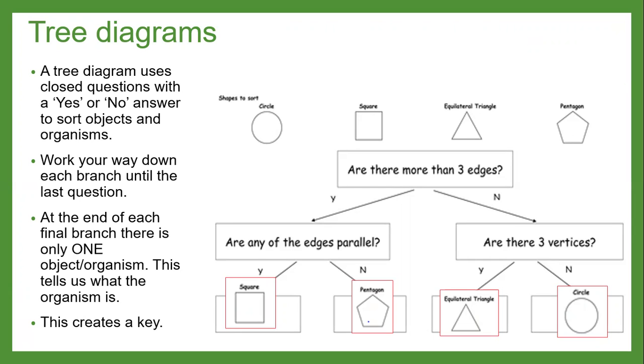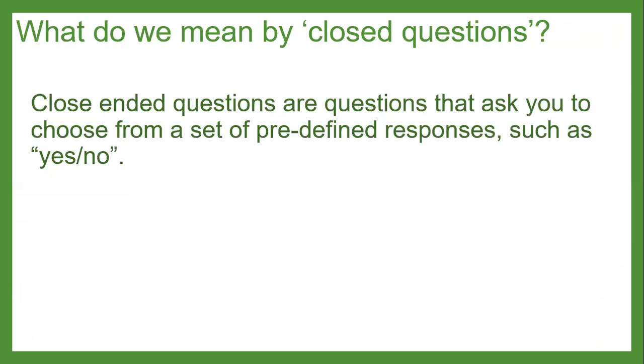Are there more than 3 edges? Yes. Are there 3 vertices? Yes. 1, 2, 3. So it was correct. So that fills up very nicely, and the circle is there as we started at the beginning.